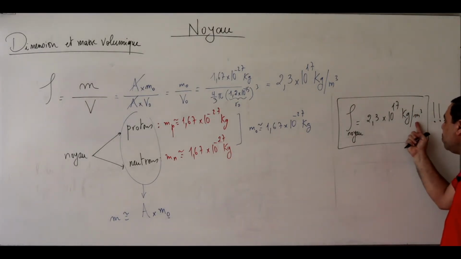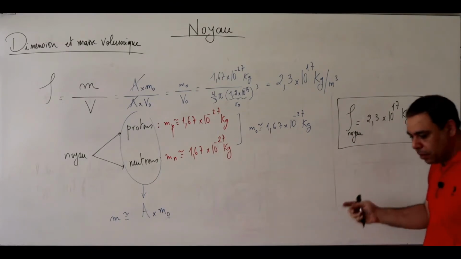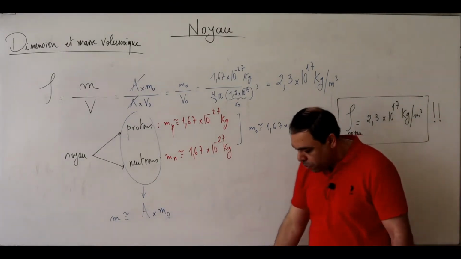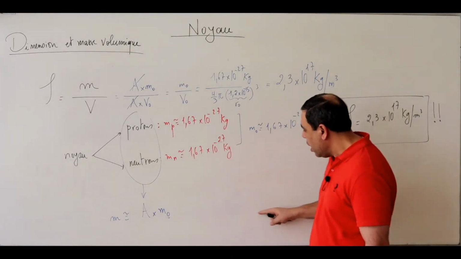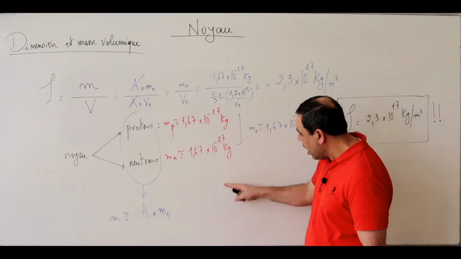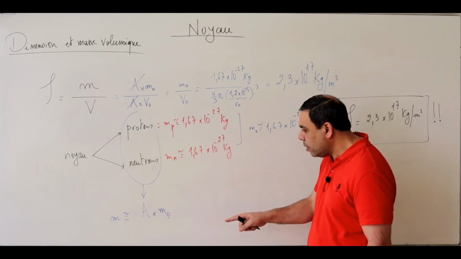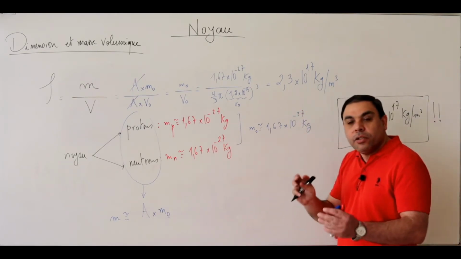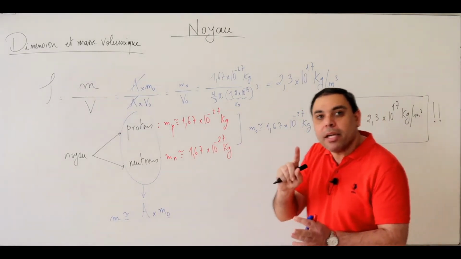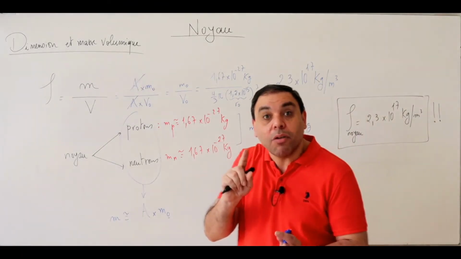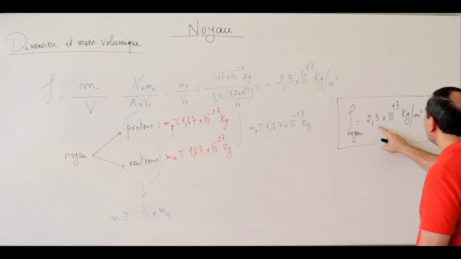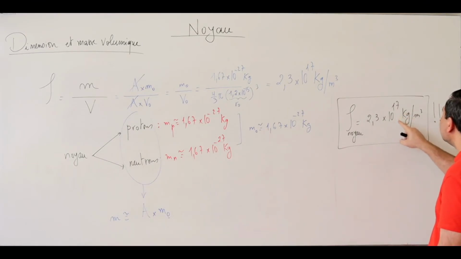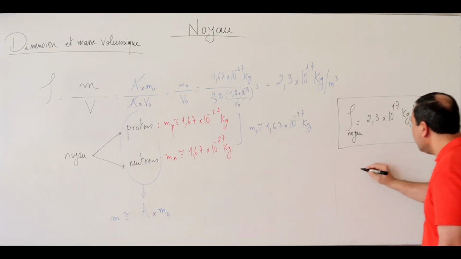In each cubic meter, what is a meter cube? It is a cube of 1 meter in length, 1 meter in width, 1 meter in height. If we fill it with the nuclei only, its mass will be 2.3 times 10 exponent 17 kilograms.